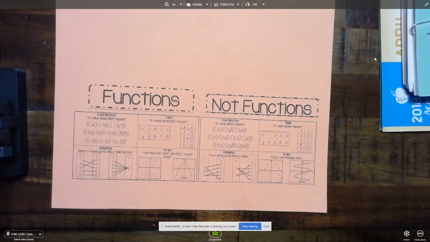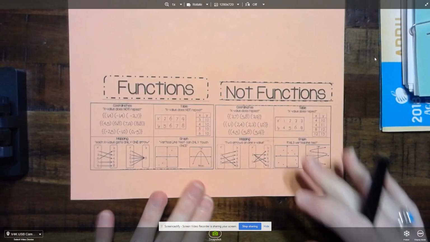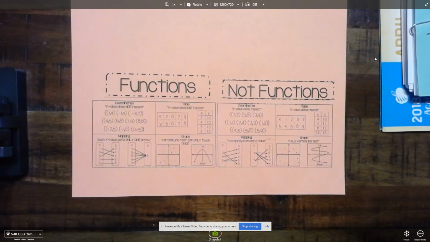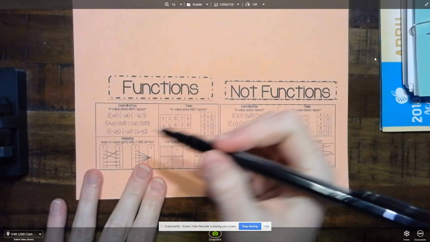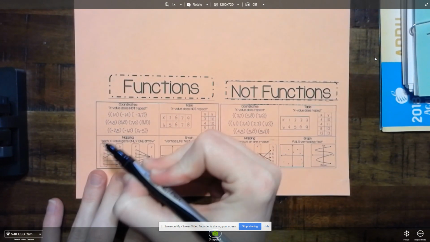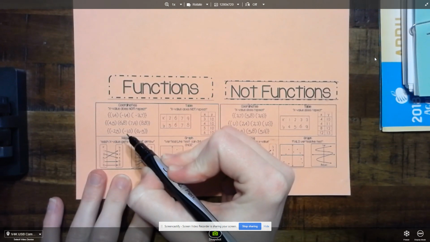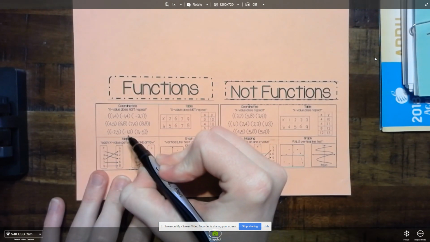This video is for functions. So first off, remember that in functions, the x value does not repeat. So if you see the same x twice, so here we've got 1, -3, 4, 6, 7, 8, -2, and then we've got a -1 again.